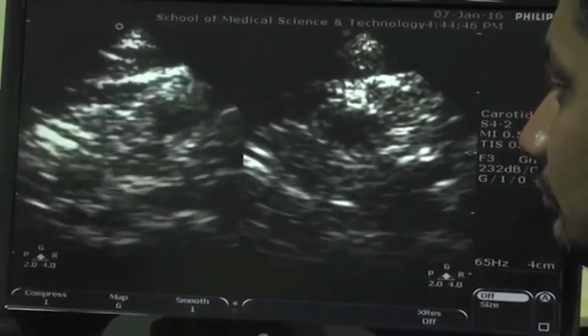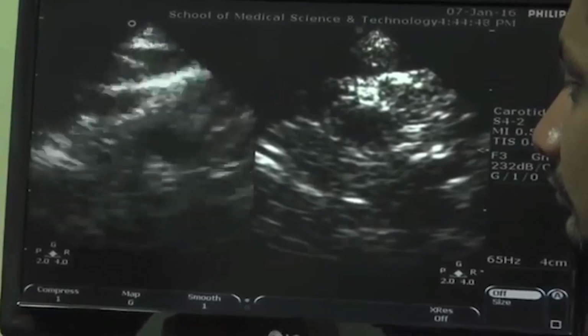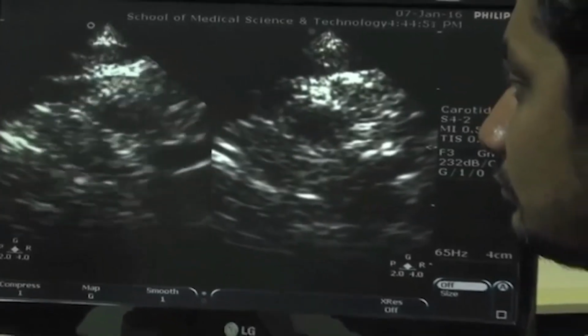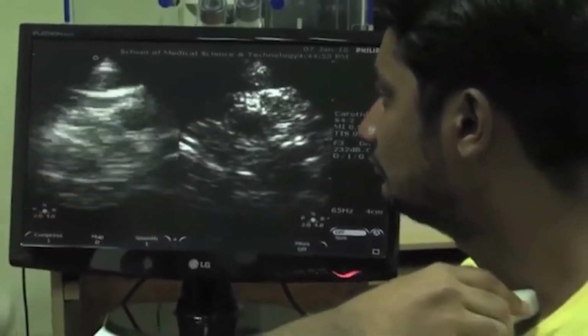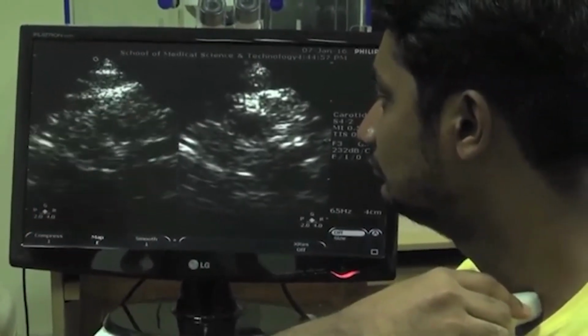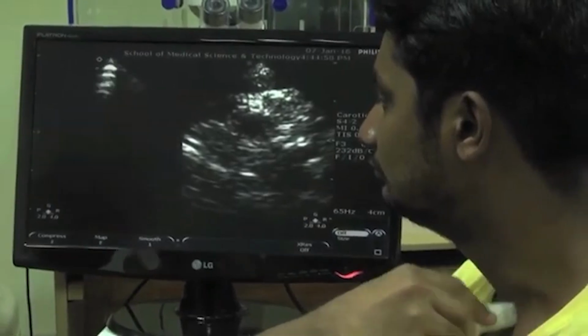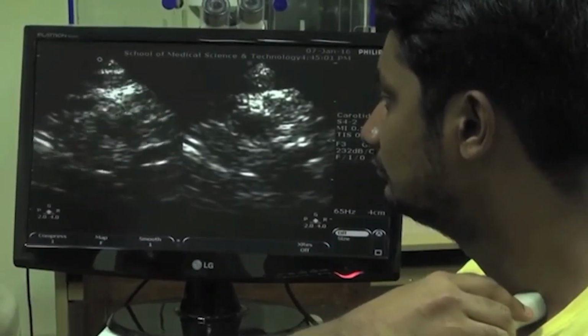Now we have some basic system settings which we can change over here. I can change my map over here. This is a grayscale intensity mapping function which non-linearly maps intensities of received ultrasound echoes to display intensities.